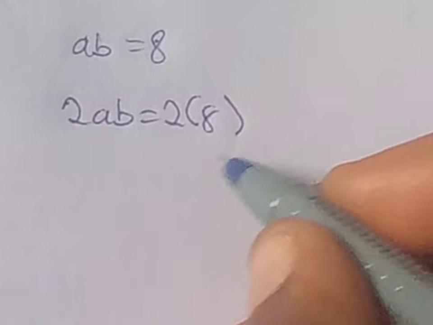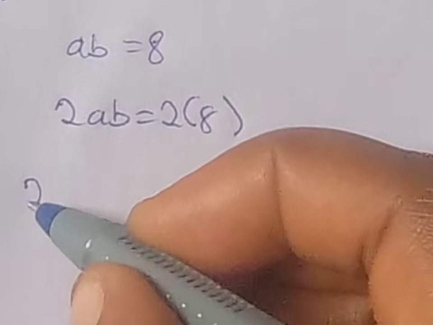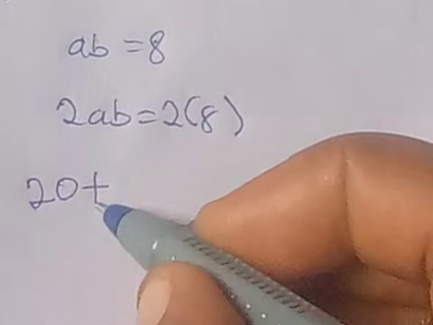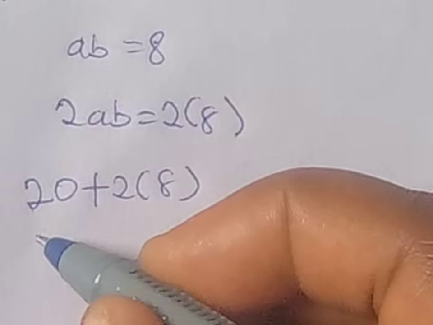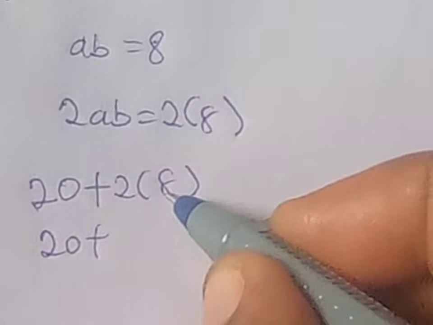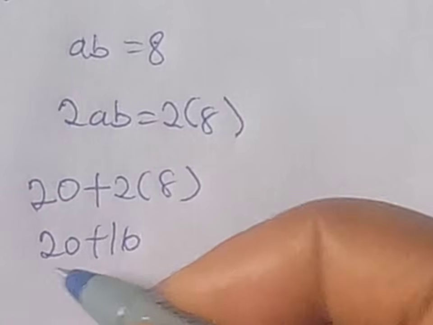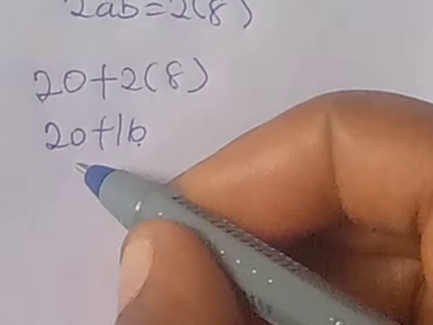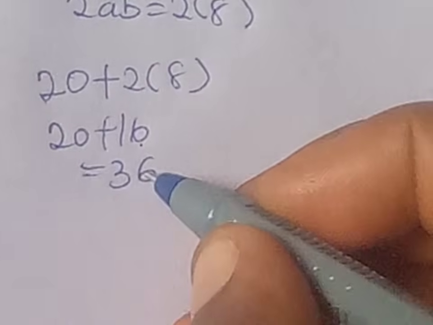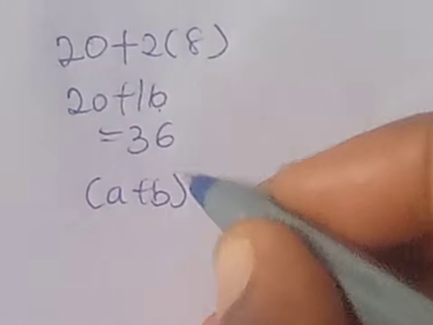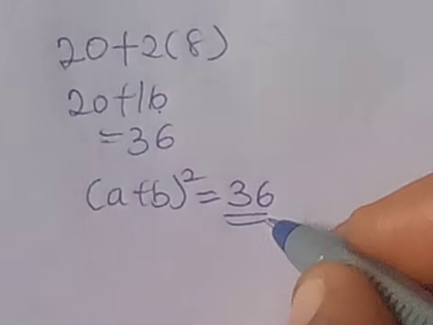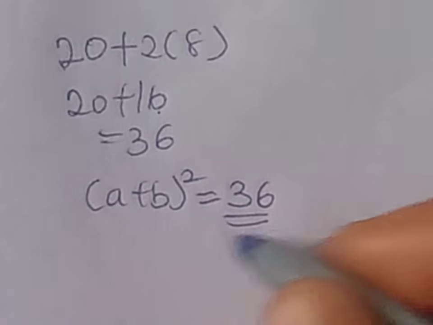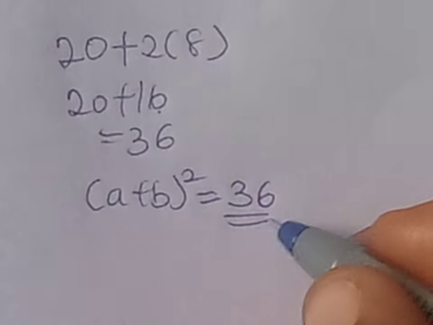Now let's put everything together, which is 20 plus 2 times 8. So 2 times 8 will give us 16. 20 plus 16 equals 36. Therefore, our (a plus b) square equals 36. Now let's verify if this solution is correct.